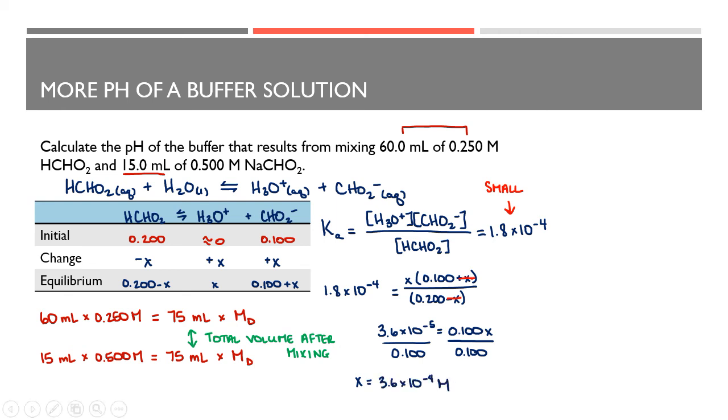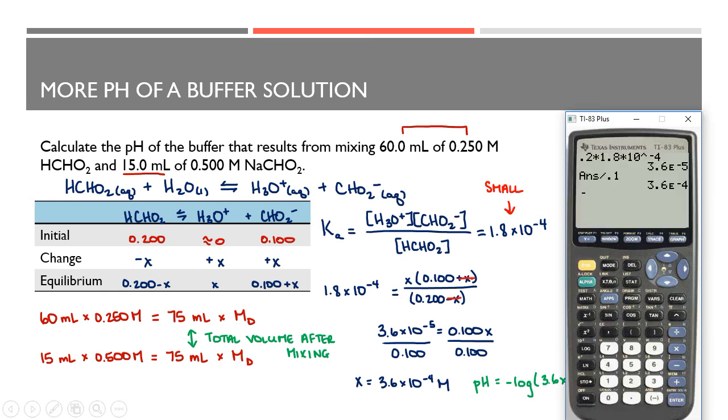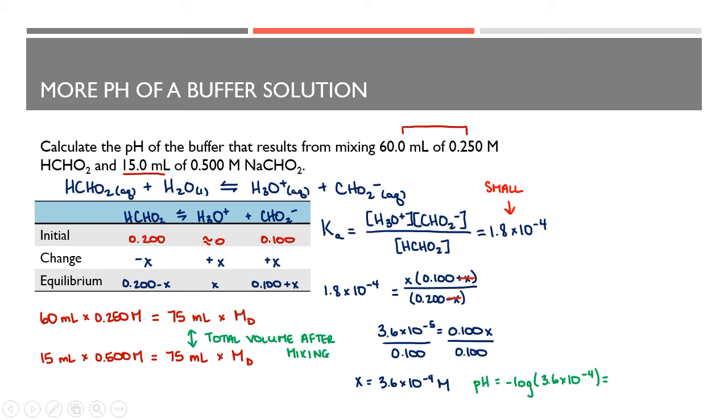Now what we really need to do is figure out what that x really represents and what we need from this equation here. So this whole thing is asking for the pH, and the pH is found by taking the hydronium concentration. So I plug the hydronium concentration into that logarithmic equation. So negative log of 3.6 times 10 to the negative fourth is equal to 3.44. So the pH of my buffer solution is 3.44.